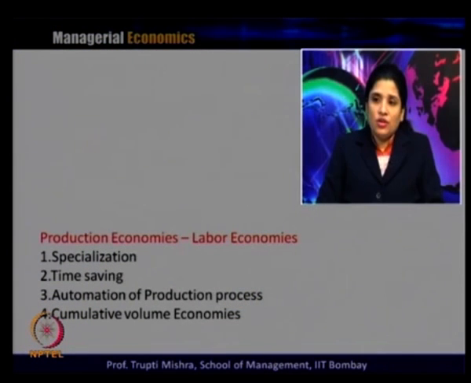Now, when you say that production economies come specifically from labor, let us identify the factors, what happens with respect to the labor input, that the firm generally gets an advantage out of it. So, when you categorize the production economies into labor economies, these are the factors because of which the firm gets some cost advantage, or may use less labor in order to produce the same level of output when the scale of operations increases. The first factor here is specialization, second is time saving, third is the automation of the production process, and fourth is cumulative volume economies.